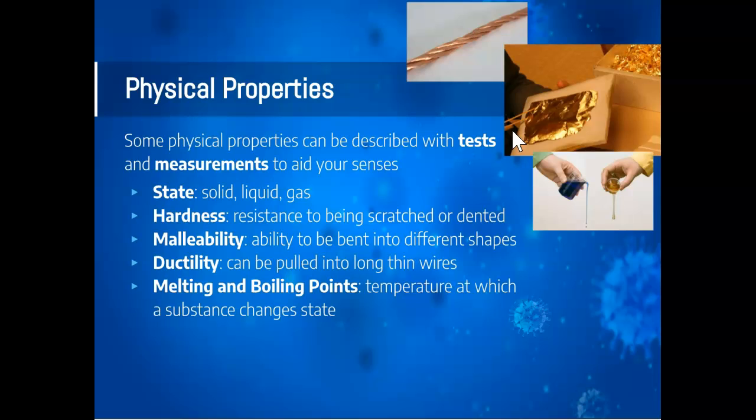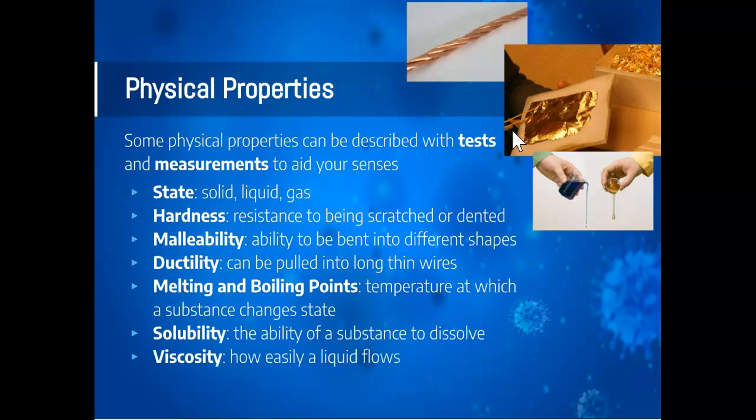The melting and boiling points. That is the temperature at which a substance changes state. So we're talking about going from a solid to a liquid or going from a liquid to a gas. Solubility. Are you able to dissolve the substance into something else? And usually when we're talking about solubility, we're talking about, is it soluble in water? So if you put it in water, will it dissolve? Viscosity. How easily does a liquid flow? So for example, compare water to ketchup or honey. All right. When you try to pour it, how easily does it actually pour? And then finally, density, and that is the amount of matter per unit volume of that substance.